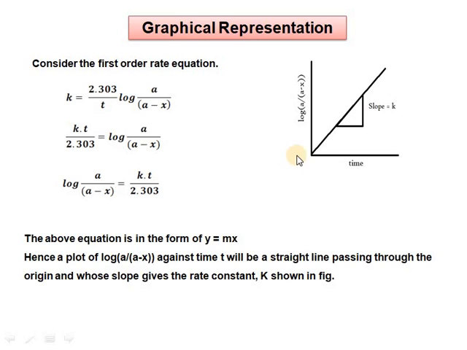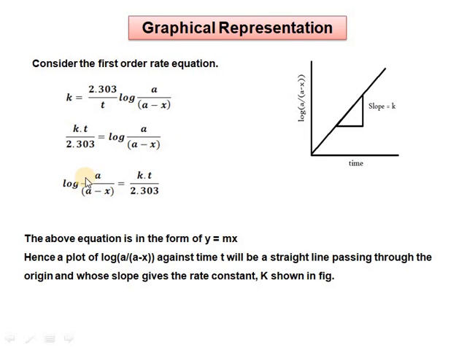These graphs show the log of A upon A minus X versus the time, which is a straight line graph passing through the origin, and this slope is equal to the rate of the reaction. Consider the rate equation K is equal to 2.303 upon T into log of A upon A minus X. By cross multiplication, K into T upon 2.303 is equal to log of A upon A minus X.